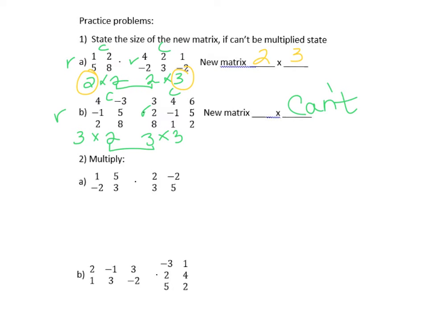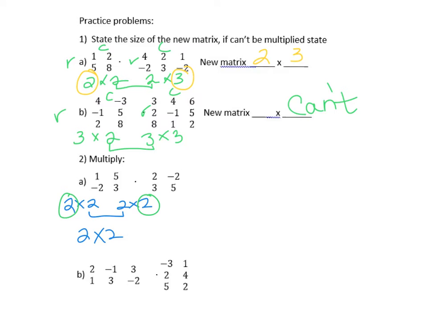Okay, so now we're going to multiply these. I'm going to check that they can be multiplied. This is a 2 by 2, and this is a 2 by 2. Okay, so these match. So in the end, I'm going to have a 2 by 2 because of the outside numbers. So this is going to be a 2 by 2.